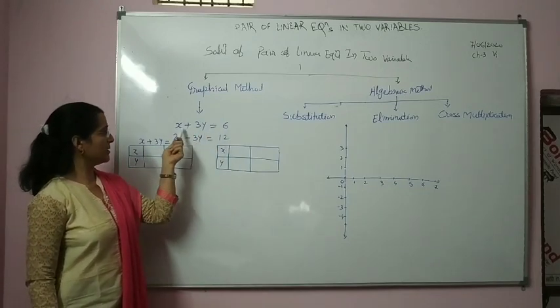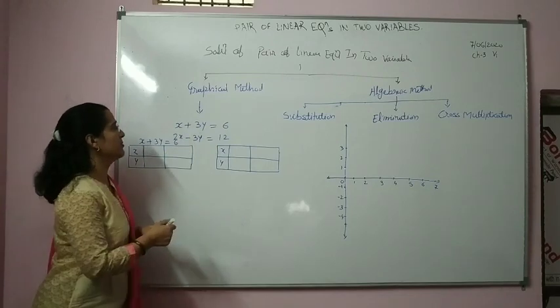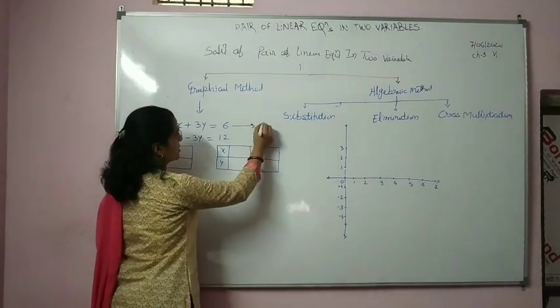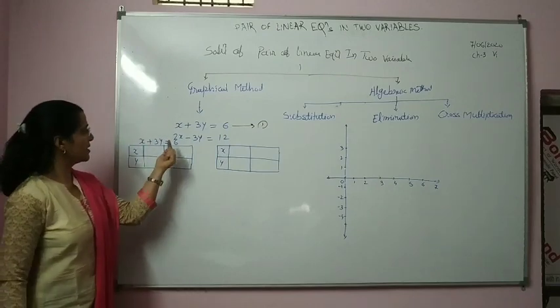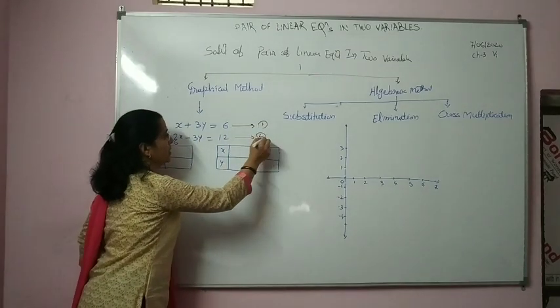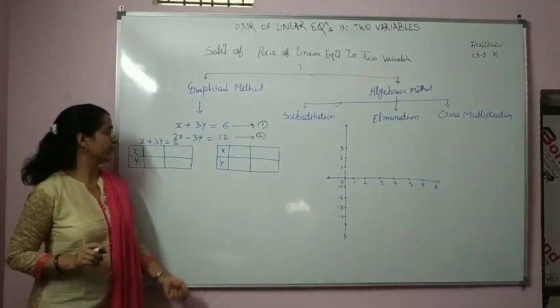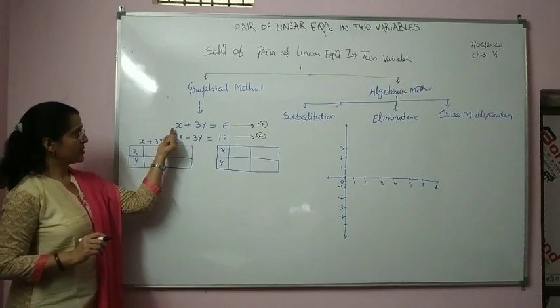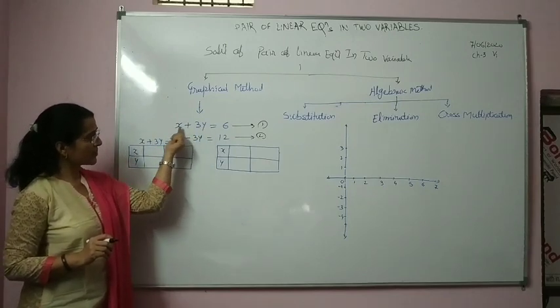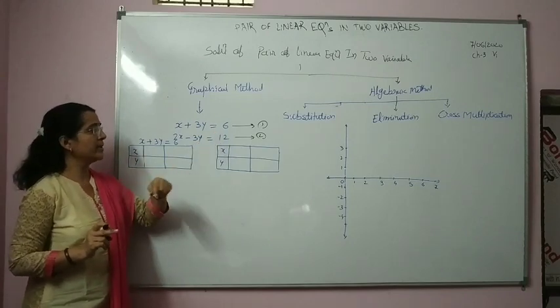Now let us see one example. Solve the pair of equations. I have taken the equation x plus 3y equals 6. Name this equation 1. Another equation is 2x minus 3y equals 4. Name this equation 2. Now we are using the graphical method. Solve the equations graphically. Graphically means we will take any 2 points, because through 2 points one and only one line can pass.